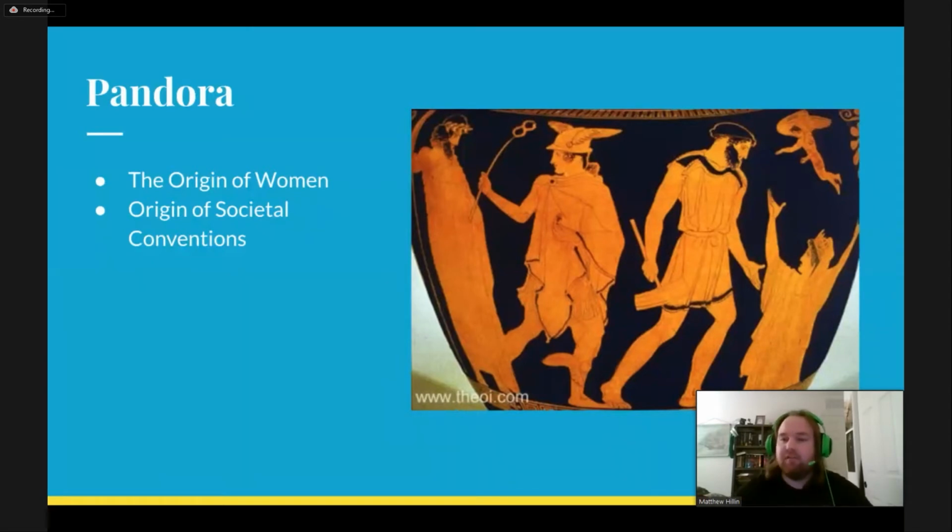Pandora, meaning all gifted, is the first woman created by the gods for men. All the gods give her a gift, and they give her a little box, jar, depends on the depiction, that contains a lot of the evils of the world.